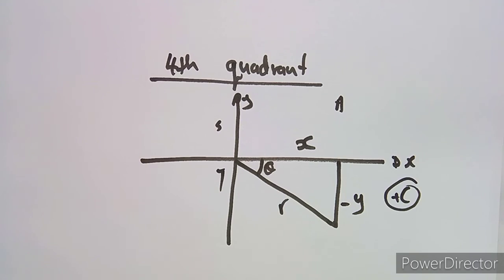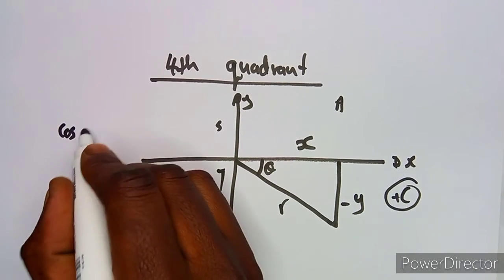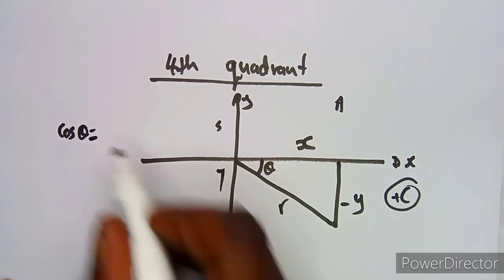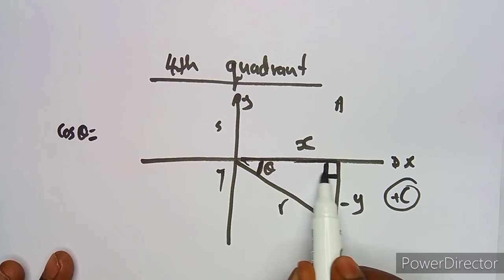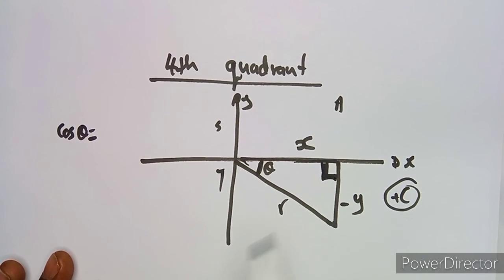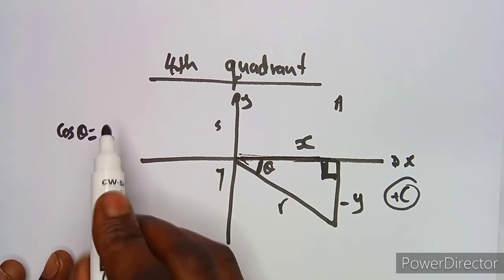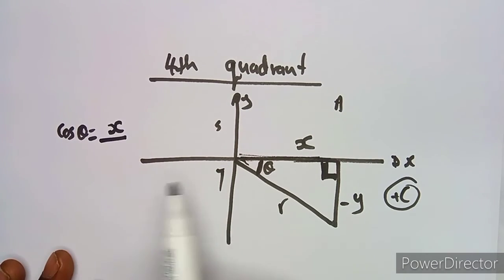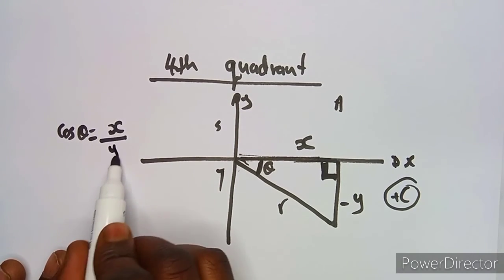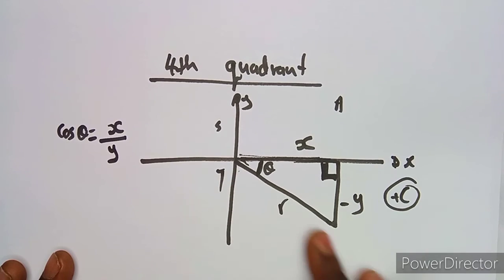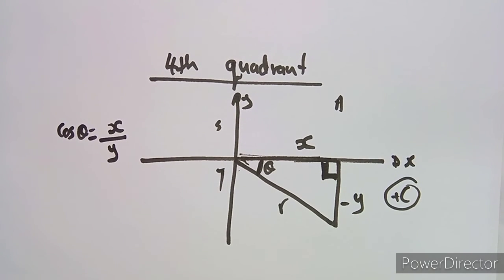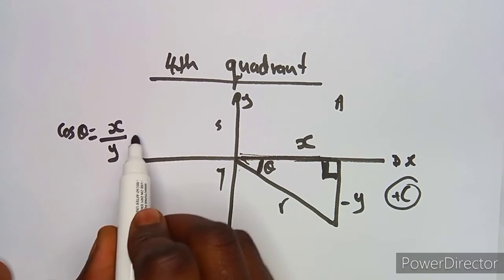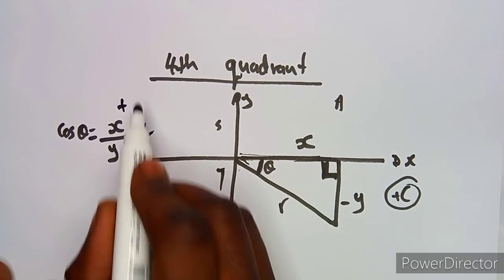So let's prove, is cos going to be positive? Cos theta, remember, is adjacent over hypotenuse. According to theta, this is our adjacent, because this is where we have our 90 degrees. So that's your adjacent, x, which is positive, over the hypotenuse. Hypotenuse is always positive, whether it's in this region or on top. Okay, so as you can see, it's true because it's positive here.